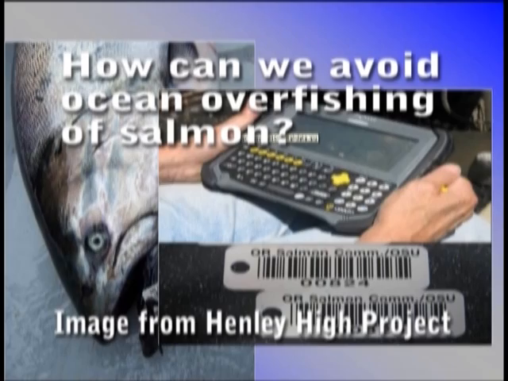How can we avoid ocean overfishing of salmon? In addition to sufficient water quantity, fish habitat, and water quality, scientists and stakeholders are thinking about the effect of ocean salmon fishing on salmon numbers. Ocean salmon fishing was closed in 2006 because of low predicted returns to the Klamath River, and in 2008 and 2009 because of low predicted returns to the Sacramento River.